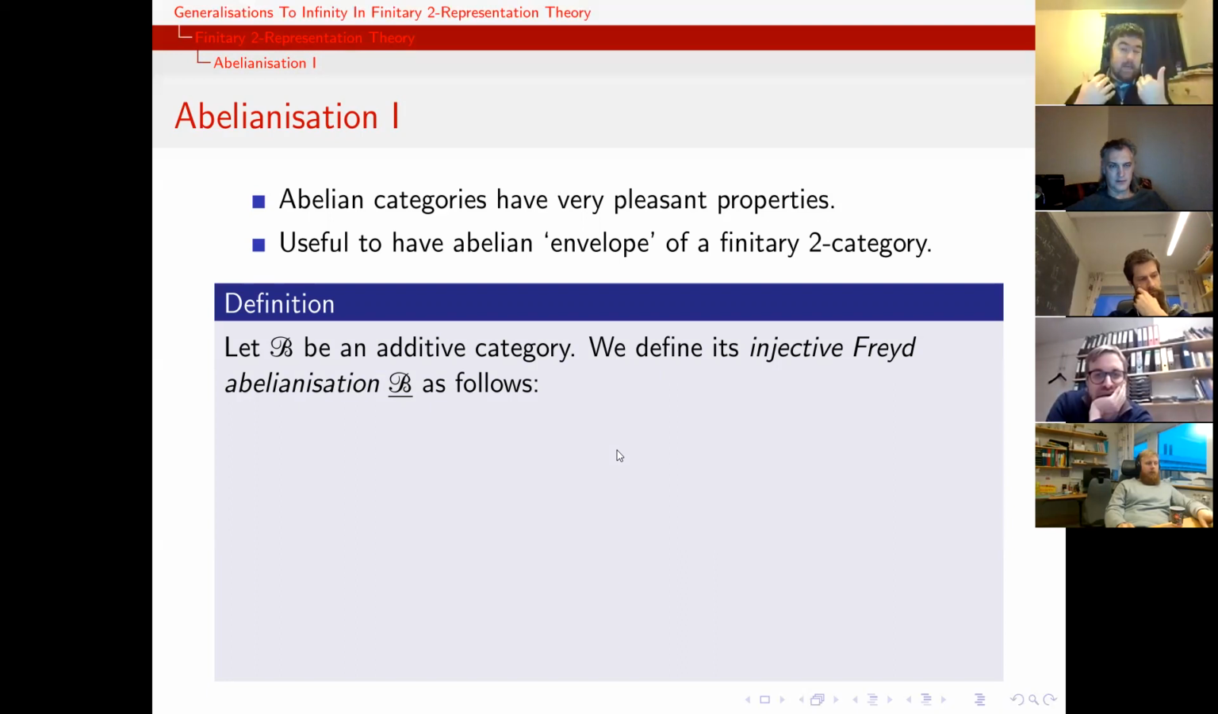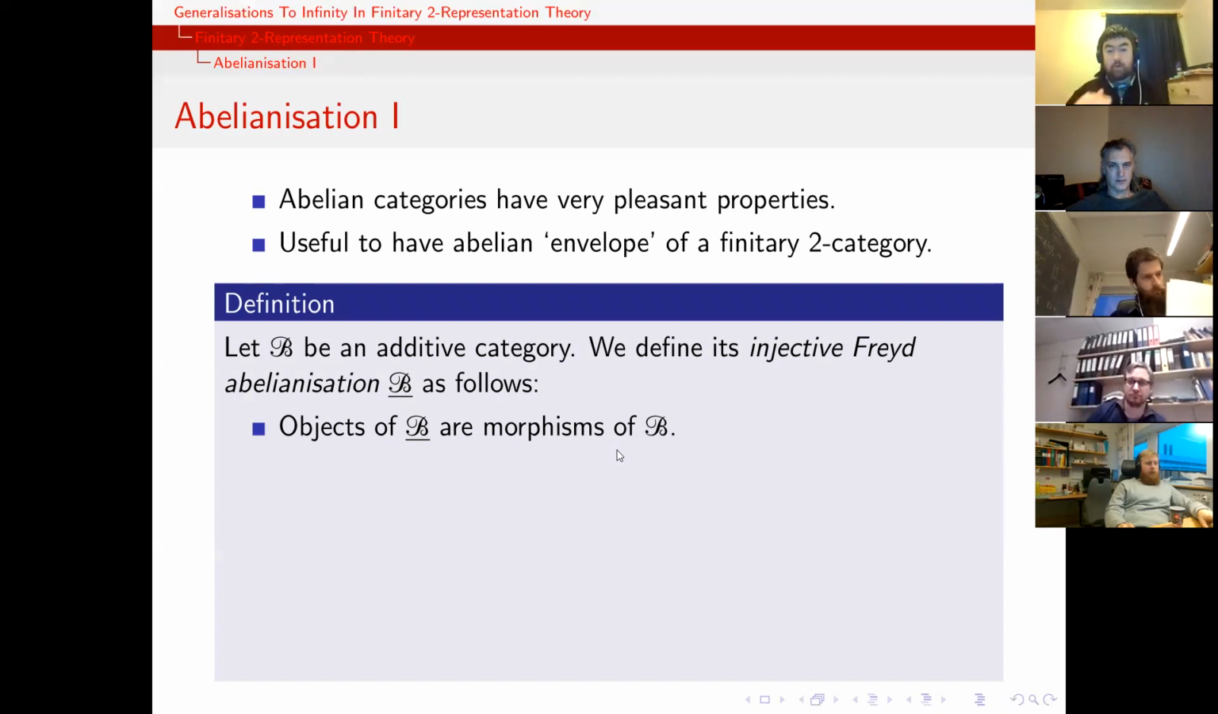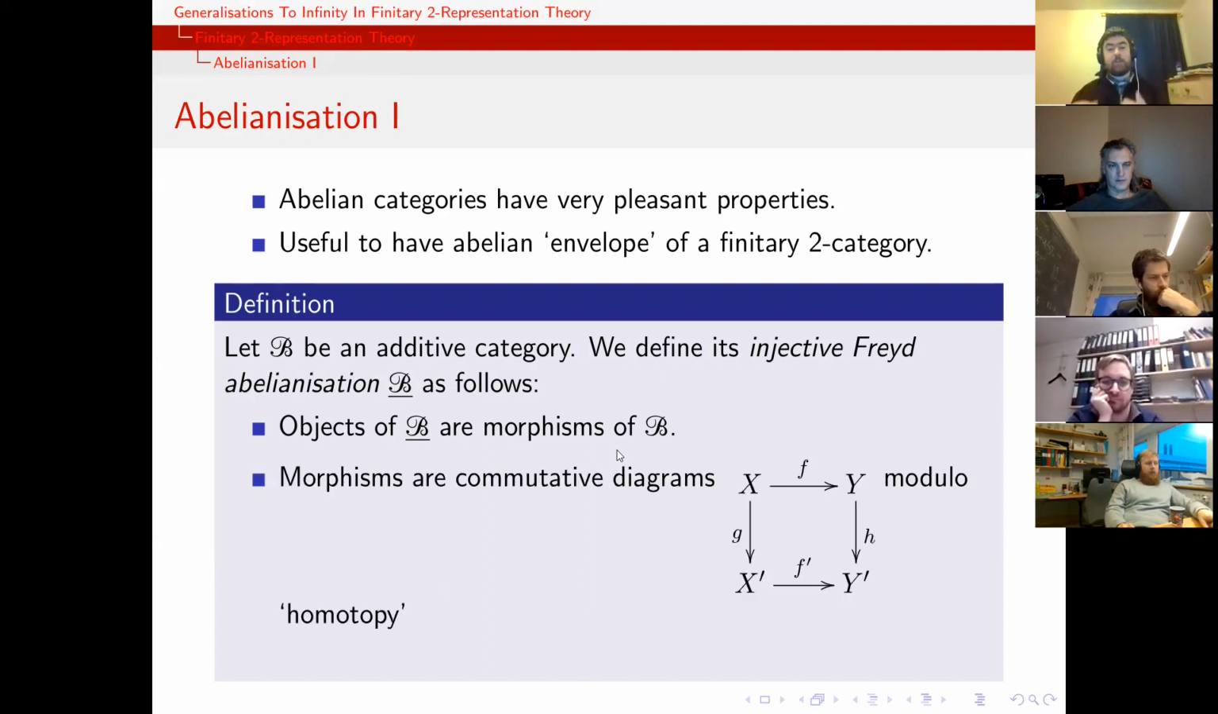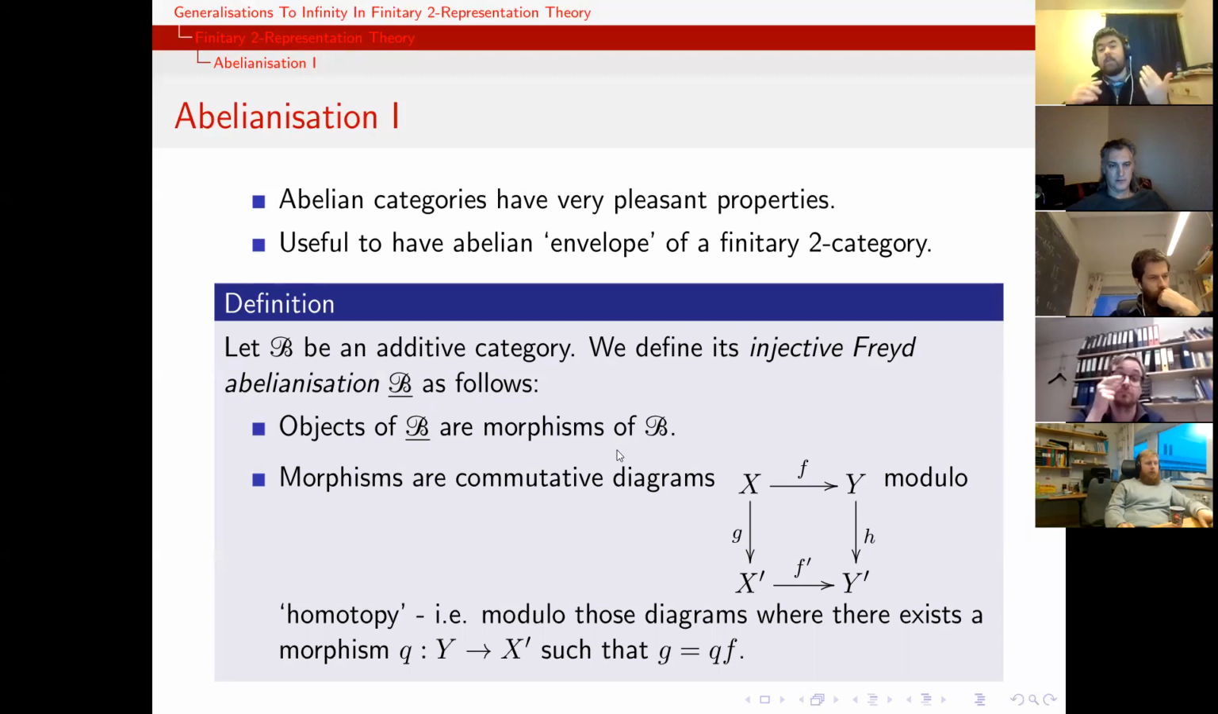So let's start in the one category setup. We take some additive category, which I'll call B. Then its injective Freyd abelianization, B underline, has as objects the morphisms of B. So this is starting to look like it might have some relation to the morphism category of B. And it turns out there is, in some sense, a relation, but it's not the same, in that the morphisms are commutative diagrams, but you take them modulo homotopy. That is, modulo those diagrams where there exists some Q from Y to X prime, so the diagonal in this diagram, such that G equals QF.